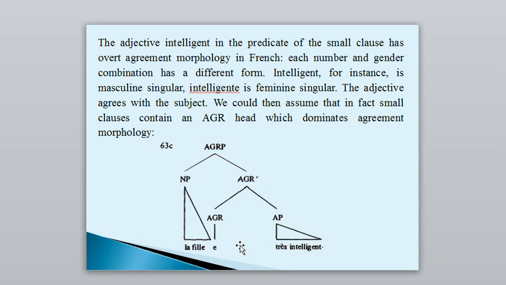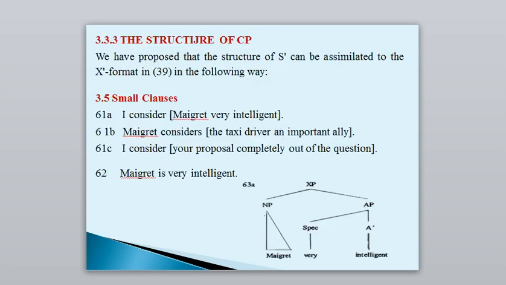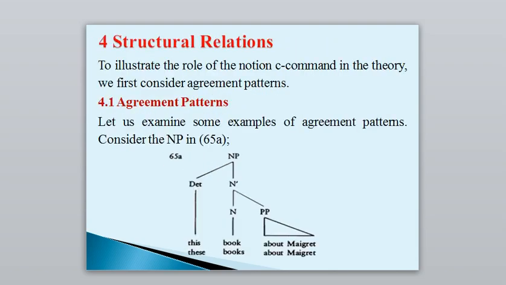We could then assume that in fact small clauses contain an agreement head which dominates an agreement phrase. So instead of XP in a small clause we can put agreement phrase, because there is agreement in some languages like French between this adjective and the subject. So instead of this small clause, Margaret very intelligent, we can put agreement phrase instead of XP. There are some relations in sentences. We call them structural relations. So in this part, I want to talk about these structural relations.